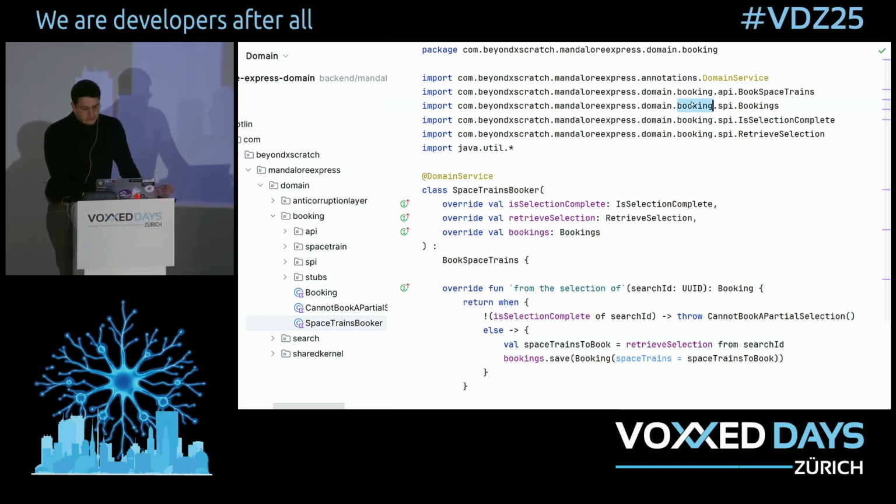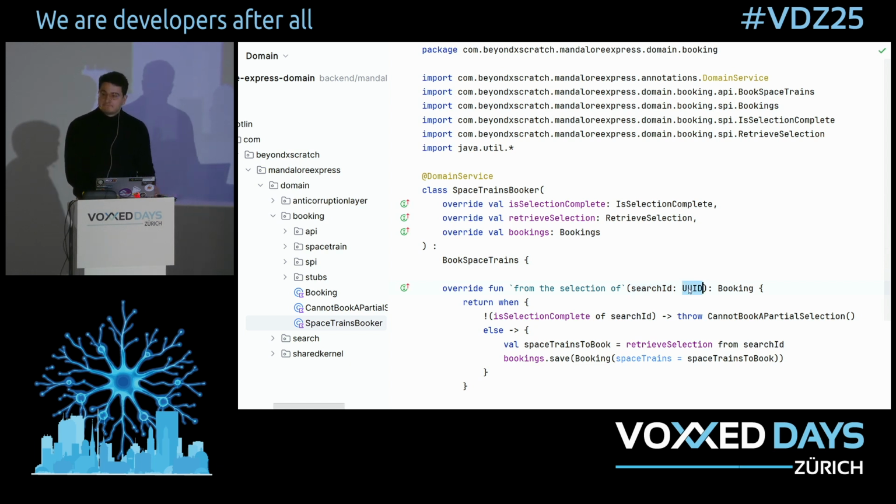Well, we removed every use of search right now. We only have imports of the booking. And that's possible because we're using only the search ID, which is just a UID. Okay, but how does it work? Because we still need to make sure that the selection is complete inside the search. And we still do, but we do it from a dependency that is injected inside the space train booker.